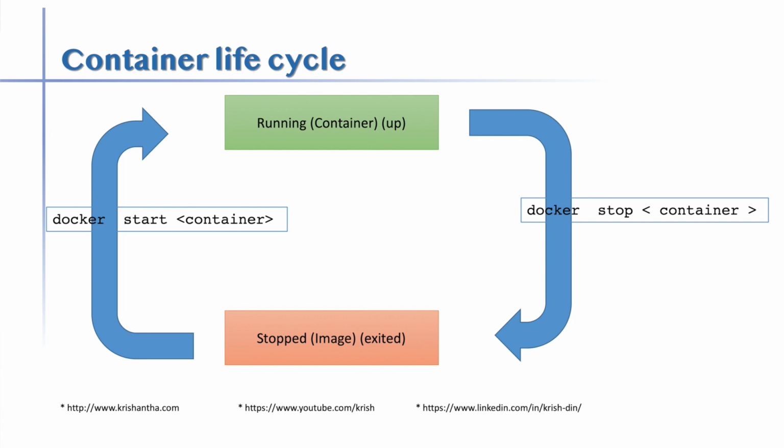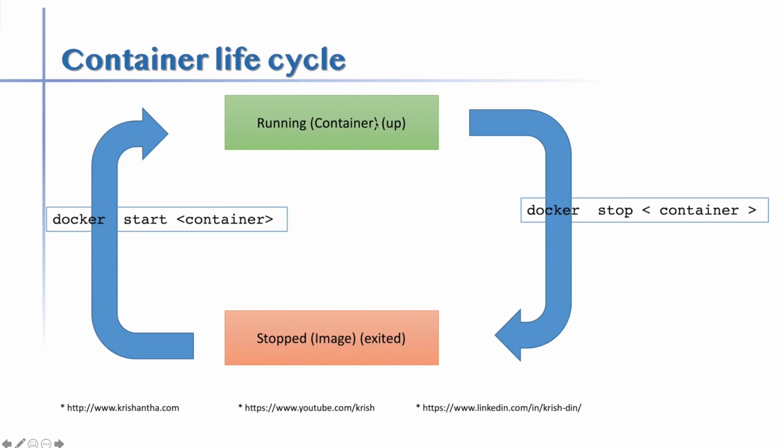Here's the relationship. When you pull something, and I will explain where in a minute, it comes as an image. Then you can run the image, and a running image we call a container. Then you can stop the container, and it comes back to the image. So in other words, a container is a running image, and an image is a stopped container. It's a little weird, right?